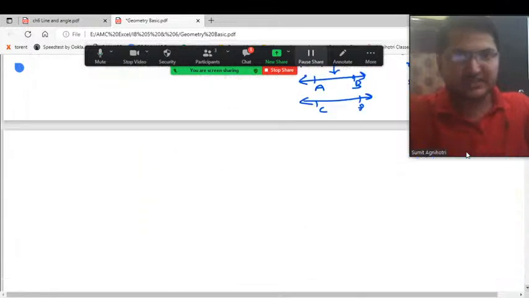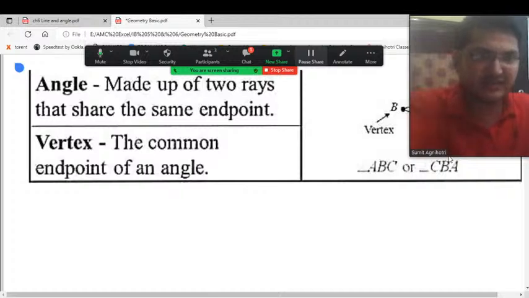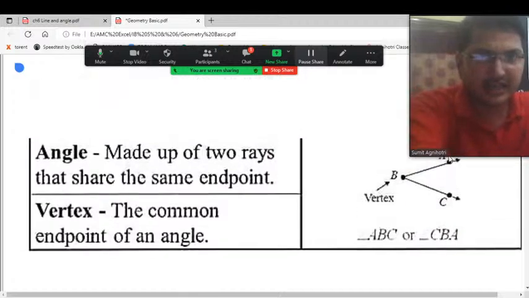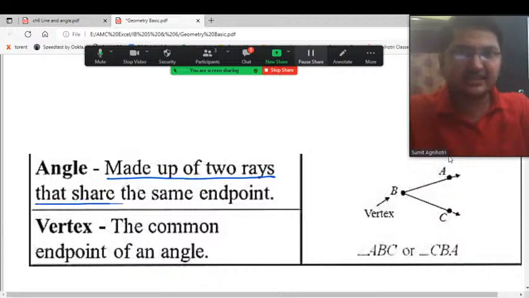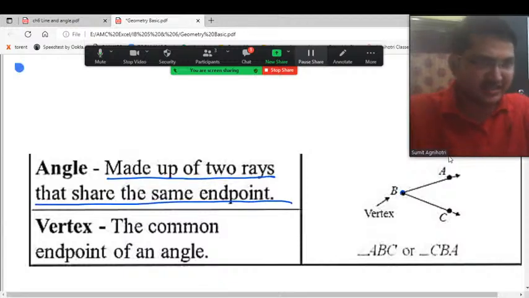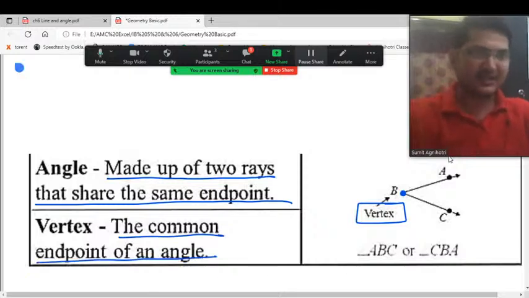After knowing these things, we can now start with the definition of angle. Earlier I just explained what the angle is. From here as well, you can observe what the angle is. It is made up of two rays that share the same end point. Here this is the same end point. That same end point is known as the vertex. The common end point of an angle is known as the vertex.